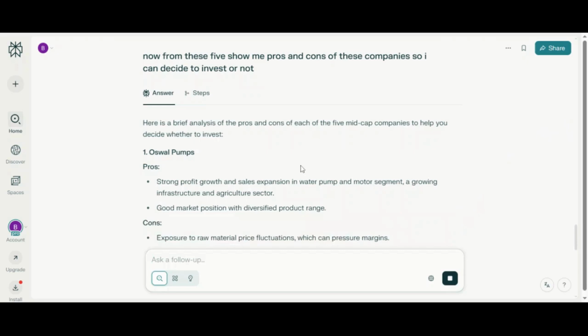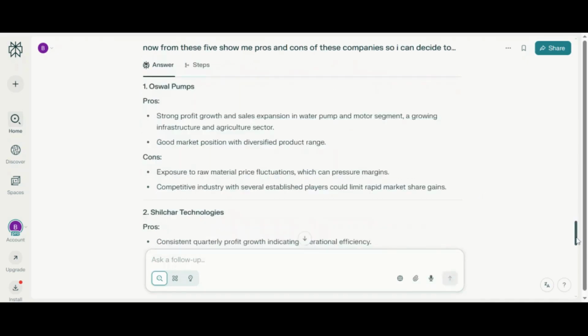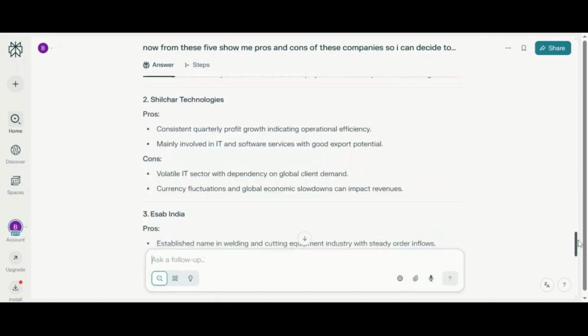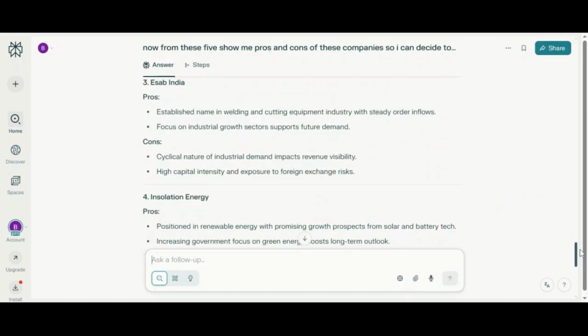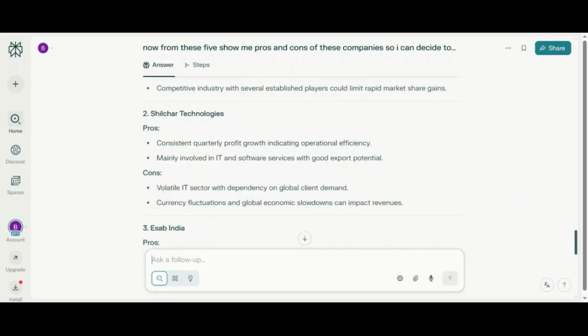Oswald Pumps. Pros: strong profit growth, sales expansion, good market position. Cons: exposure to raw material price fluctuation, pressure on margin, competitive industries. Okay, Sriracha Technology. See, everything has two pros and two cons.